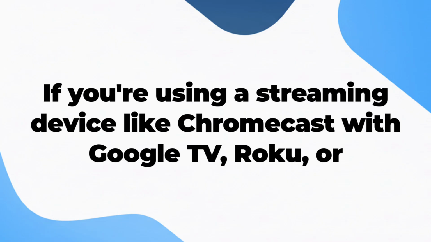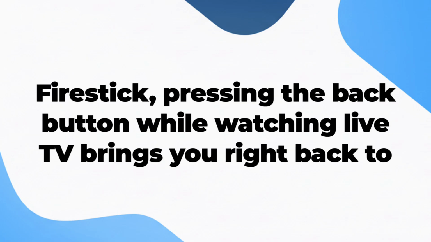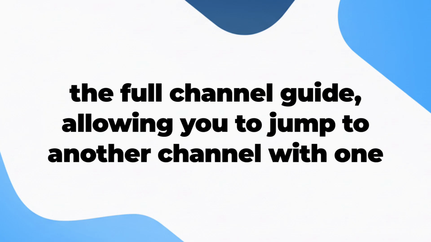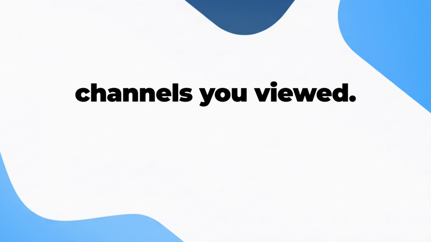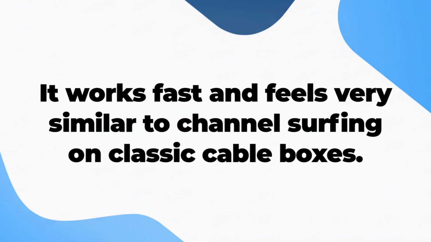If you're using a streaming device like Chromecast with Google TV, Roku, or Fire Stick, pressing the back button while watching live TV brings you right back to the full channel guide, allowing you to jump to another channel with one click. On mobile devices, swipe left or right across the live player to switch between the last few channels you viewed. It works fast and feels very similar to channel surfing on classic cable boxes.